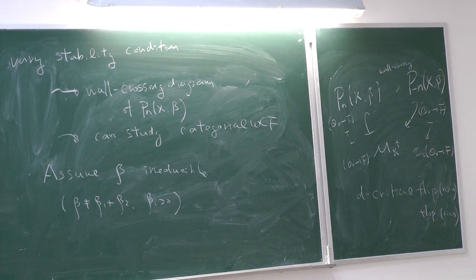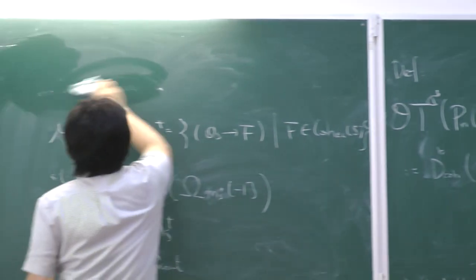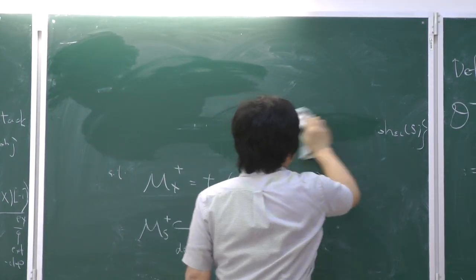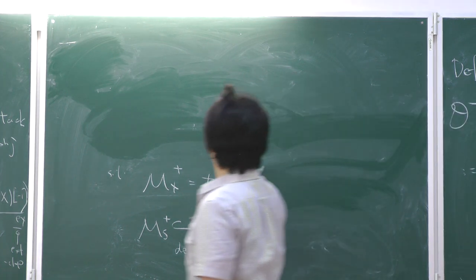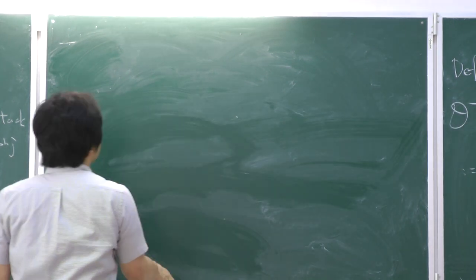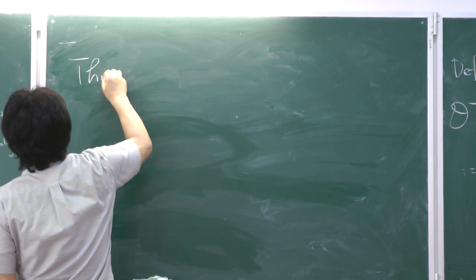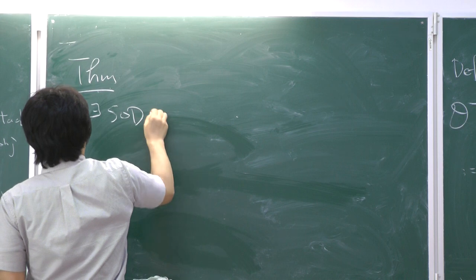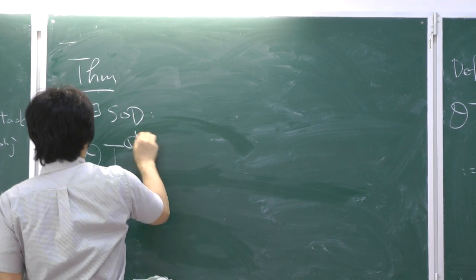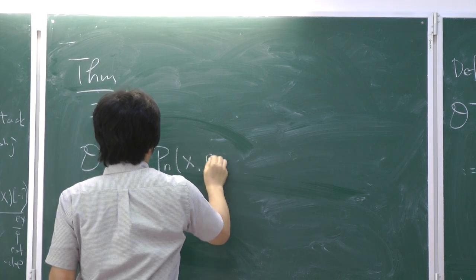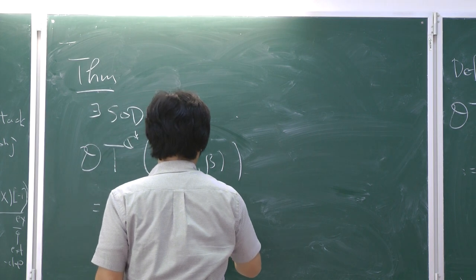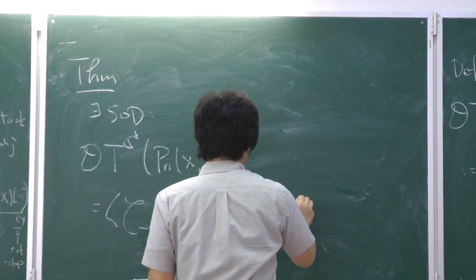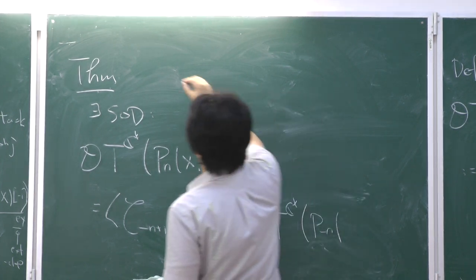So similar to the Bondal-Orlov conjecture, the DK conjecture, we may expect that there is a certain fully faithful embedding of the categorical DT theory. So indeed I have the following. There is a semi-orthogonal decomposition. Sorry, so this is the image.